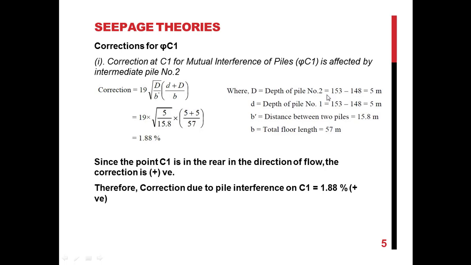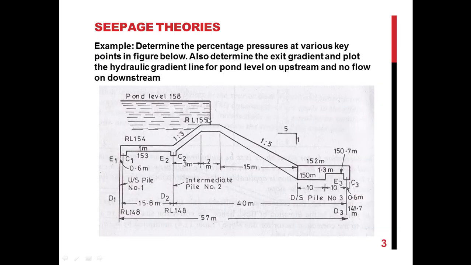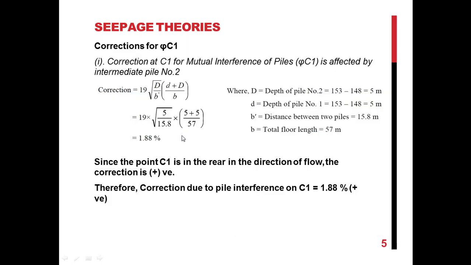So depth of pile number 2 is equal to reduced level of top minus reduced level of bottom, which is equal to 5 meter. These values are already given in the figure. As you can see, the bottom reduced level is 148 and the top reduced level is 153. So 153 minus 148 will give you the depth of sheet pile number 2, which is equal to 5 meter.